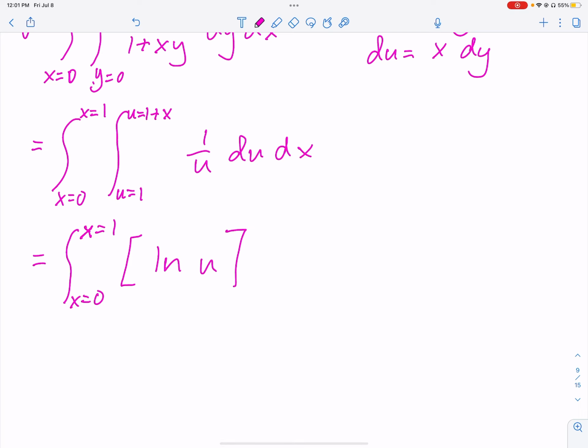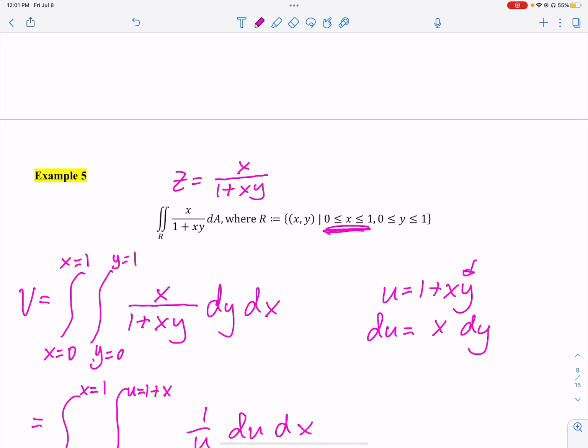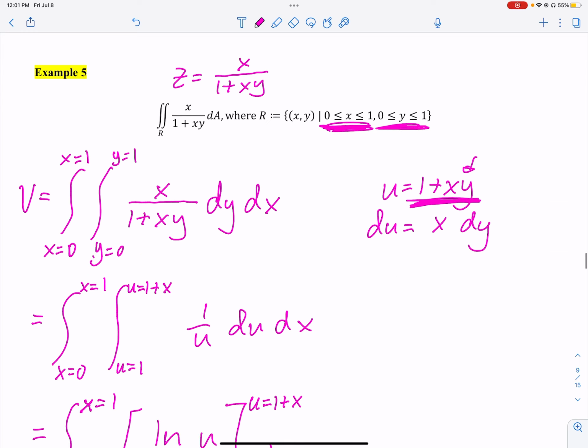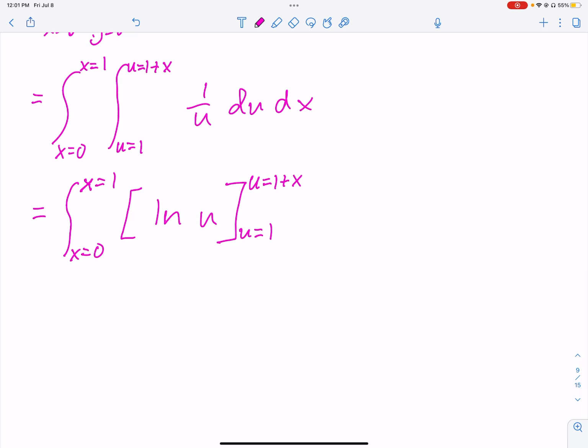I don't need to put absolute value because the absolute value is needed when the quantity could be negative. But if we look at our bounds here, x is between 0 and 1, y is between 0 and 1, and this is u. Well, if x is between 0 and 1 and y is between 0 and 1, u is always going to be positive. So we have u there, it's always positive, I got a dx.